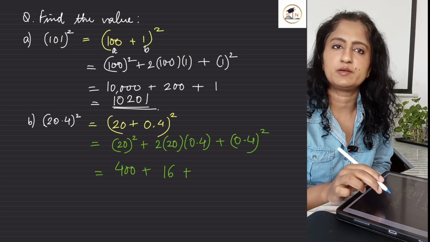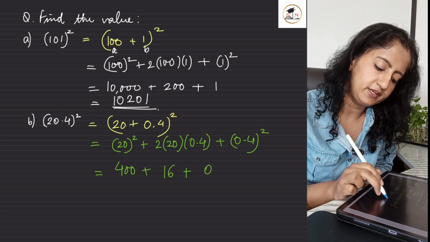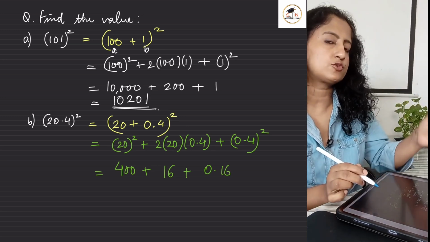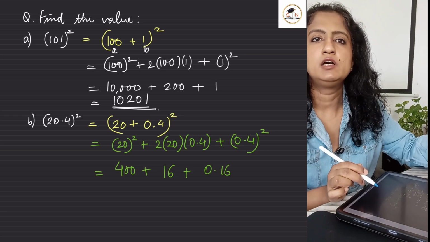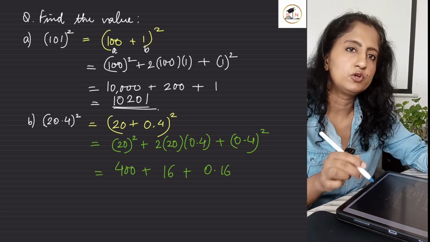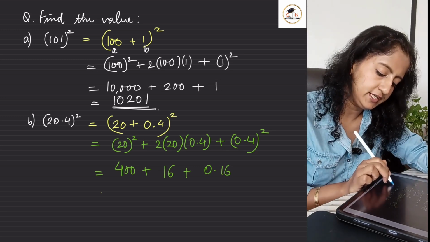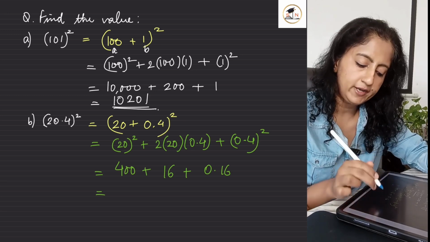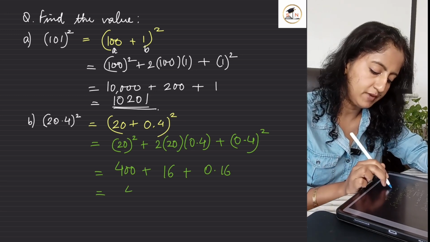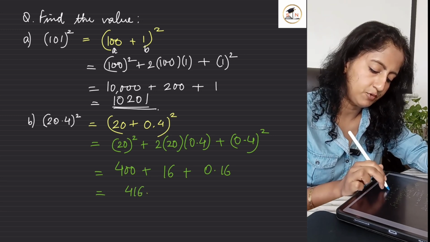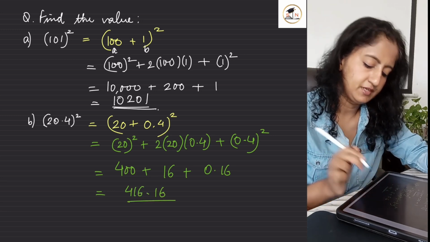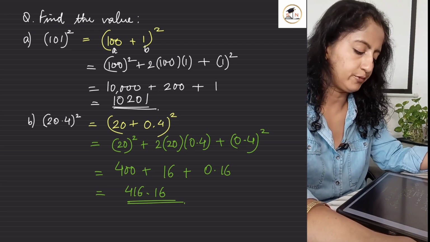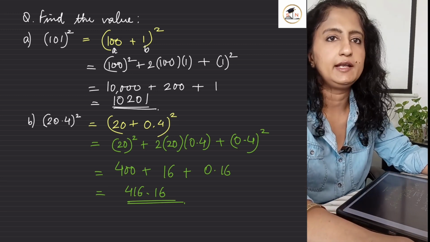What is 0.4 square? That is 0.16. The number had one decimal, so when you square, the answer will have two decimal places. Okay, do remember that rule. Now just the addition left. 400 plus 16 becomes 416, and after that .16. So my answer is 416.16. It became so easy to find the square of 20.4 using the identity.